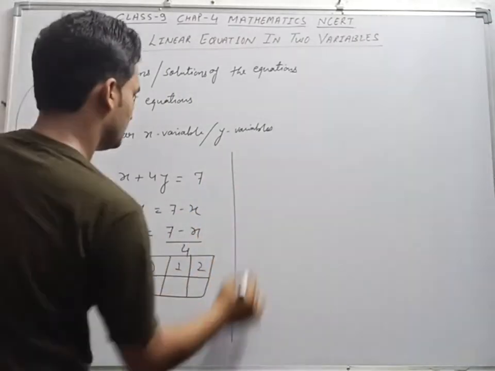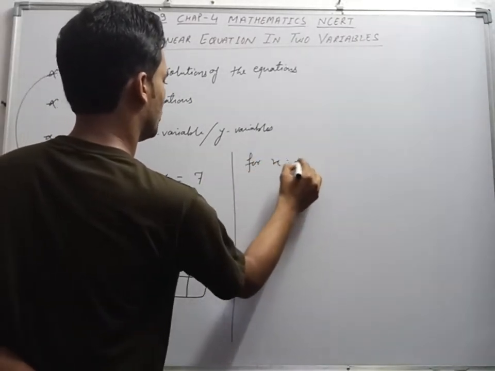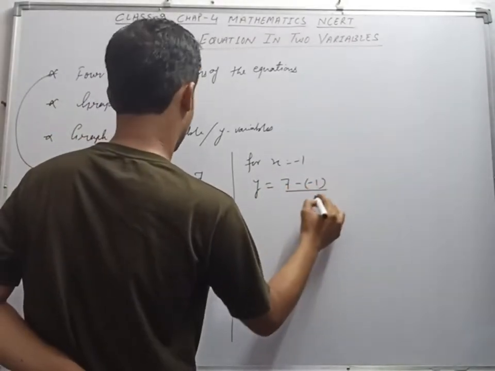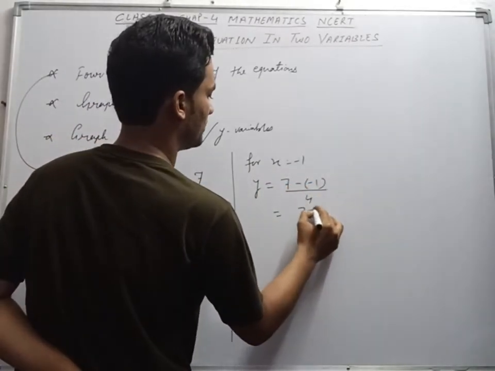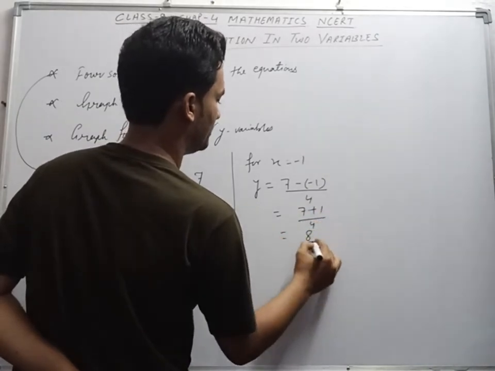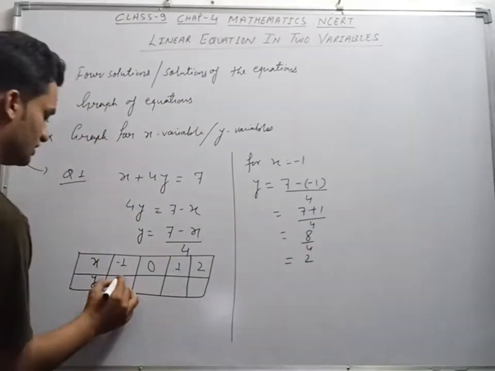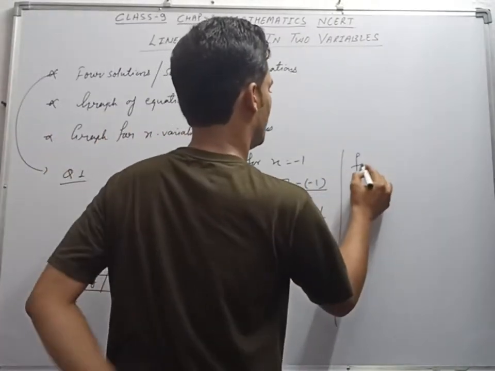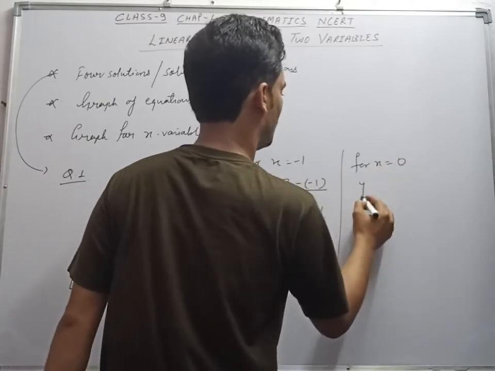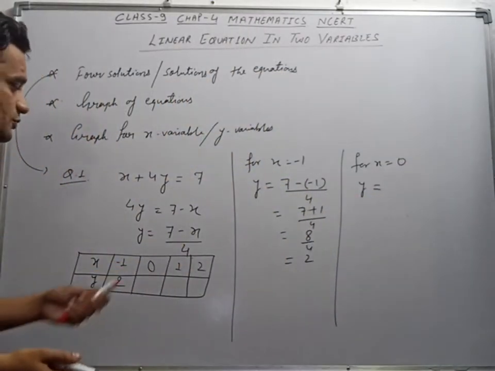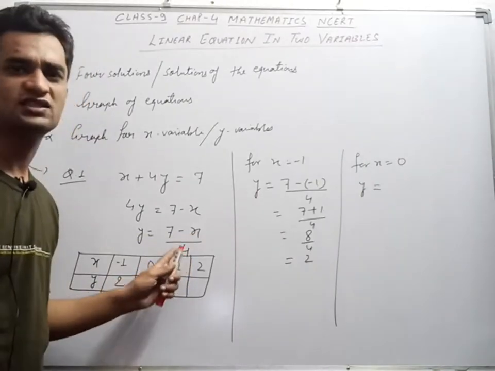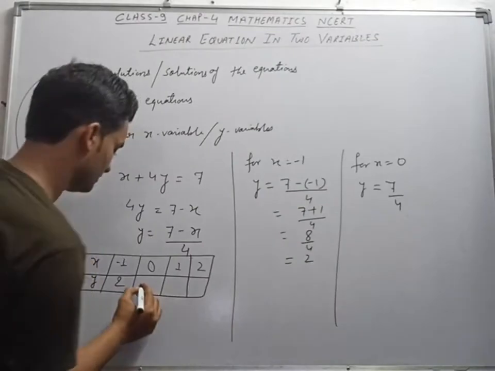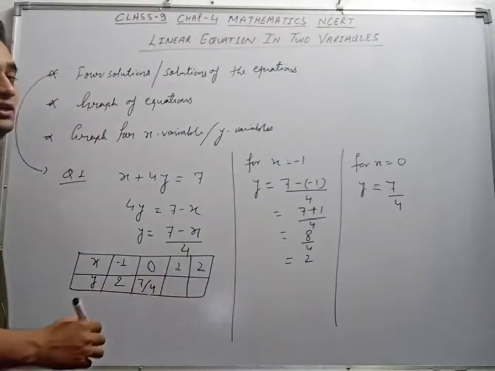So here I am solving for x equal to minus 1, y will be 7 minus of minus 1 upon 4, that will be 7 plus 1 by 4, 8 by 4, which is 2. Now for x equal to 0, y will be 7 minus 0, nothing, 7 by 4 only. So this is coming 7 by 4, or you can find it in decimal also.